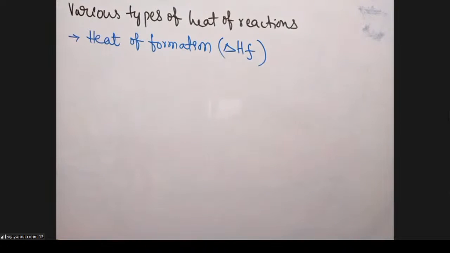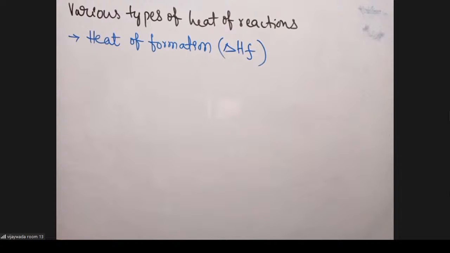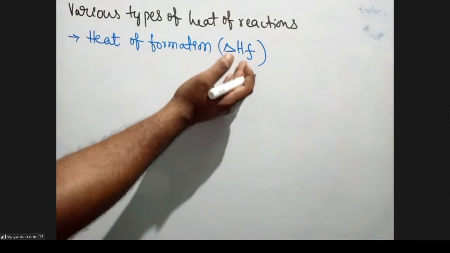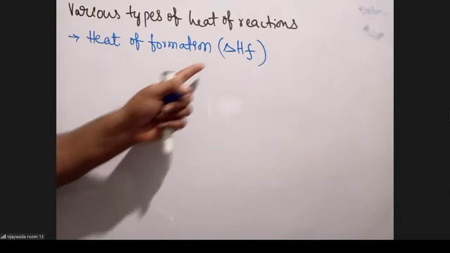Students, generally most chemical reactions occur at constant pressure. So that's why mostly we represent with delta H. Okay, don't get confused. Heat of reaction or enthalpy of reaction, both are the same. Mostly at constant pressure, that's why delta Hf.